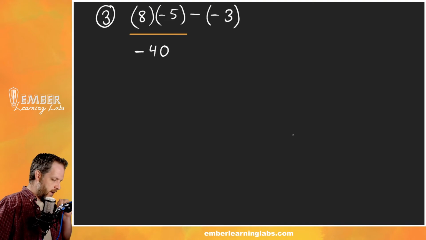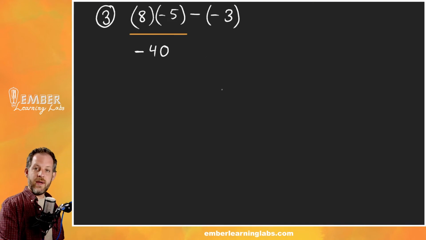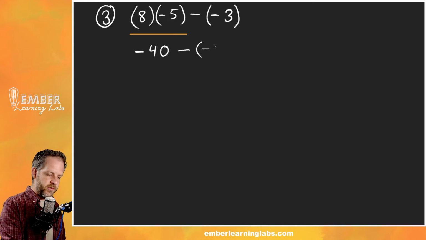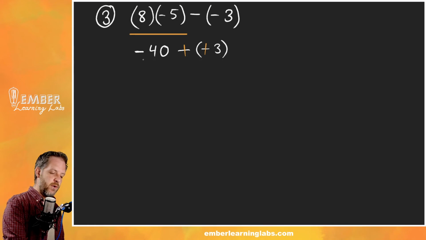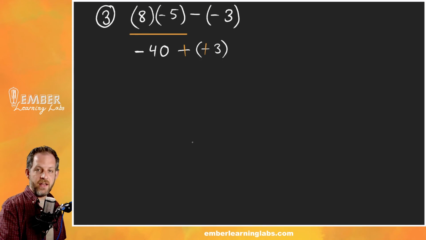Okay, so now we're going to bring down everything we haven't touched. We haven't touched minus -3, so that's what we're going to bring down. Minus -3. We've got a minus in the middle, so we've got a ka-chink, ka-chink, right? So we're going to ka-chink, ka-chink, right? So now we've got -40 plus +3.